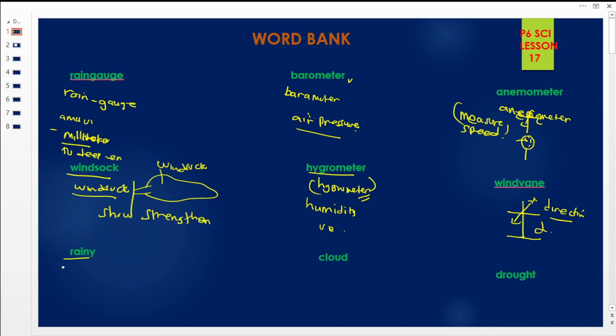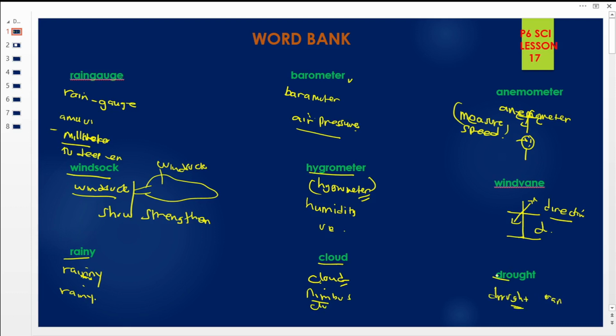Then here we have rain. Some people make a mistake with this word. They use double N, but it is not double N. It is just one N. Rainy season. Then this one is cloud, and the clouds that give us rain are called nimbus clouds. Then lastly, we have the word drought. What is drought? It is a prolonged period of time without rain.